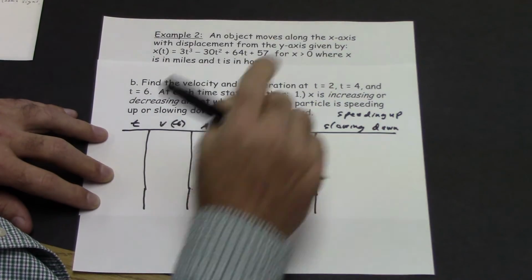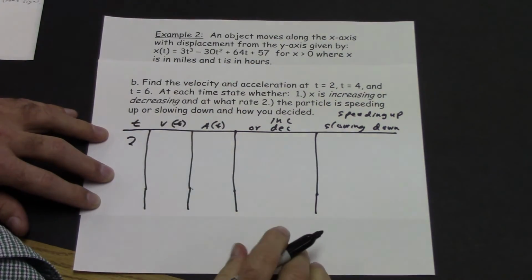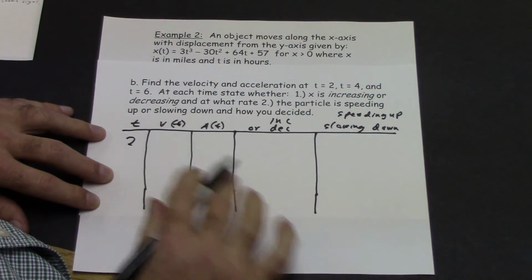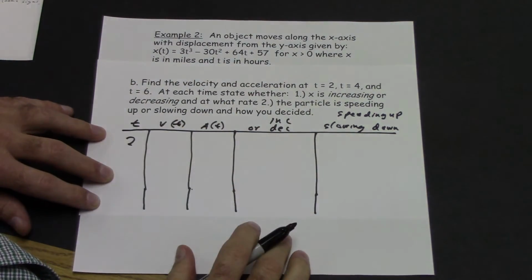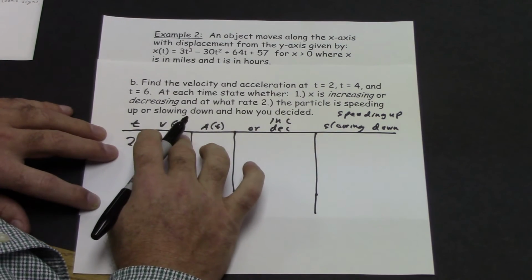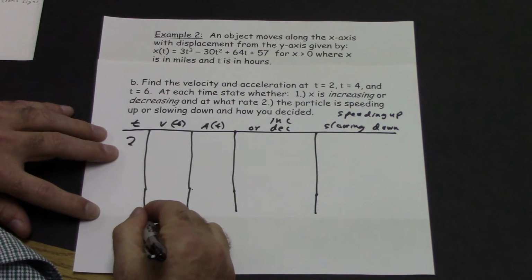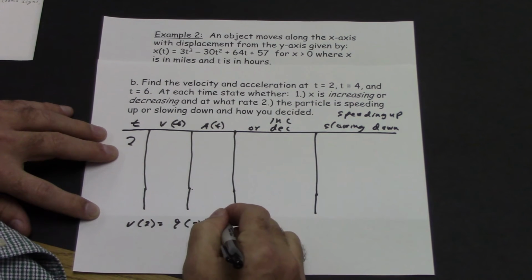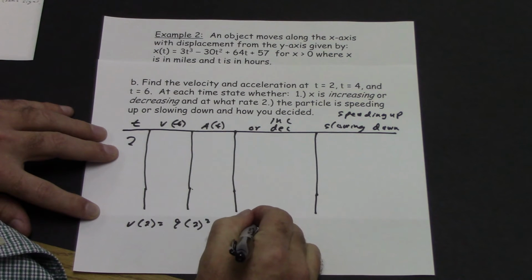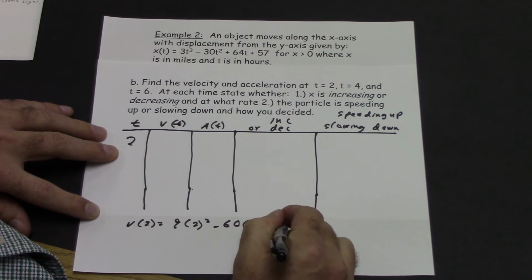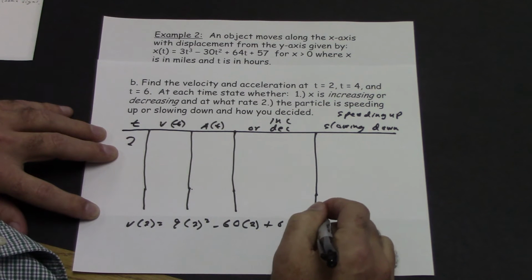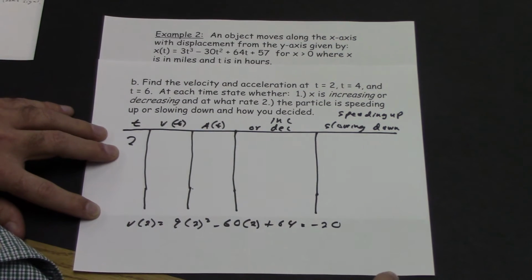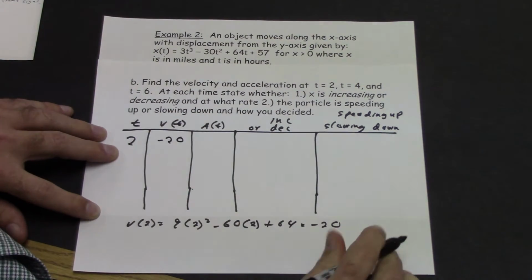It said at 2 hours. So we're going to put 2 here for the time. And so let's see, v sub 2. Let's take 2 and substitute into our velocity function that we just wrote. So v sub 2 would be 9 times 2 squared minus 60 times 2 plus 64. Now, evaluating this, we get the velocity is negative 20. All right, so I'm going to put that right here, so negative 20.